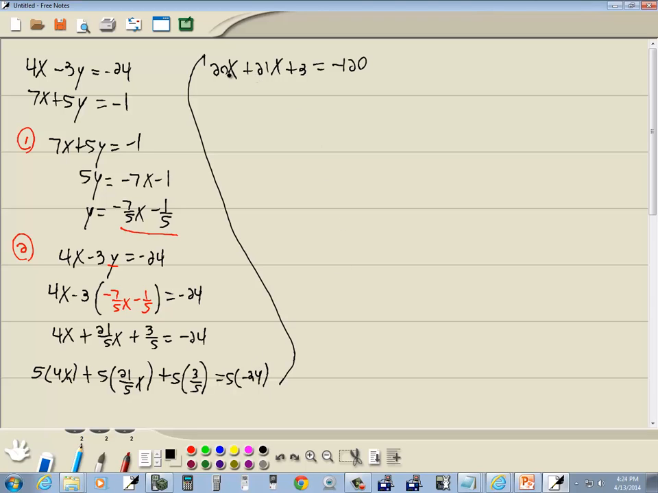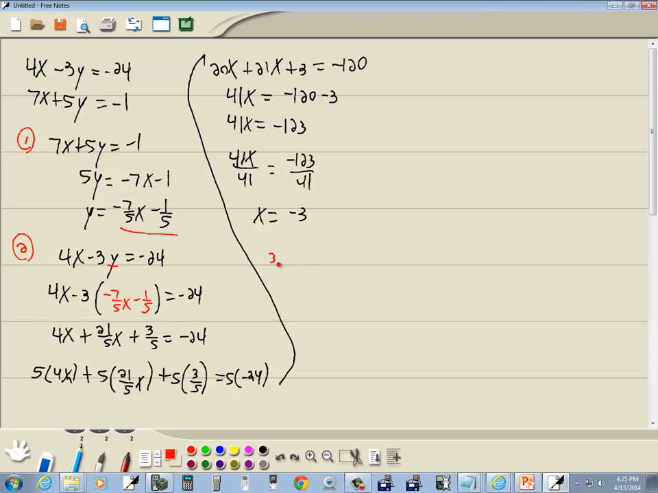Okay. Combine together like terms. 20x plus 21x is 41x. Take the 3 over. So we got negative 120 minus 3. So we got 41x, and negative 120 minus 3 is negative 123. Divide both sides by the number in front of our x, which is 41. And negative 123 divided by 41 gives us negative 3.